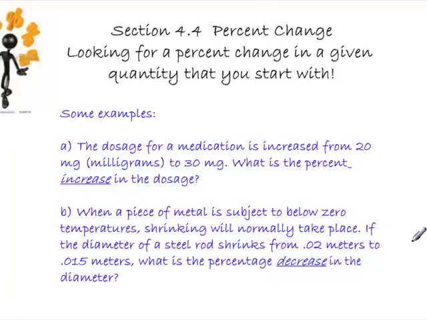The second problem involves a piece of metal when it is subjected to below zero temperatures. Shrinking will normally take place if the diameter of a steel rod shrinks from 0.02 meters to 0.015 meters. Meters is a metric measurement. What is the percentage decrease in the diameter? Okay, so how much does the diameter decrease, not as a decimal, but as a percentage? Let's see how we do each one of these.